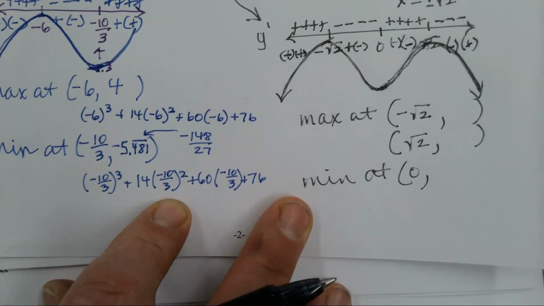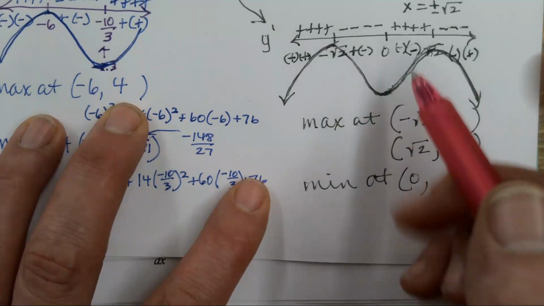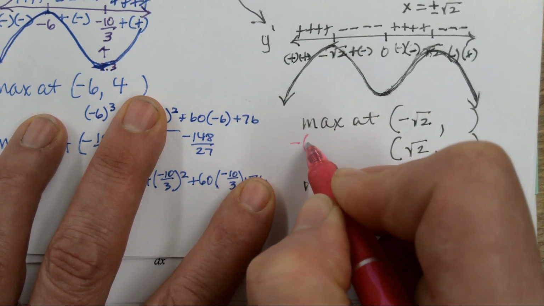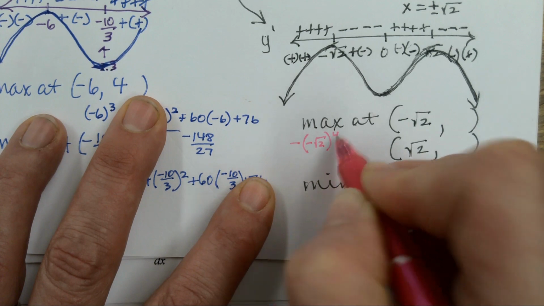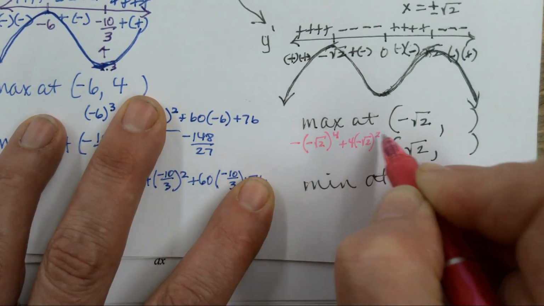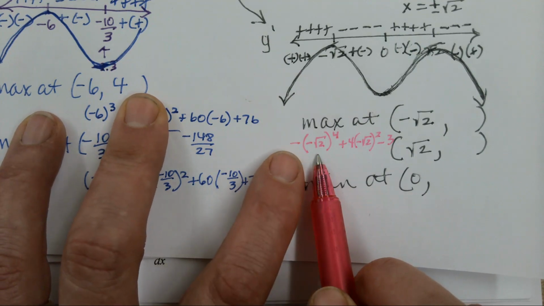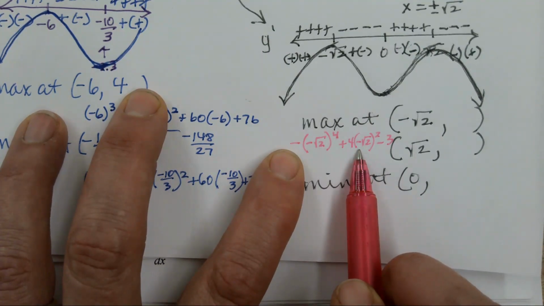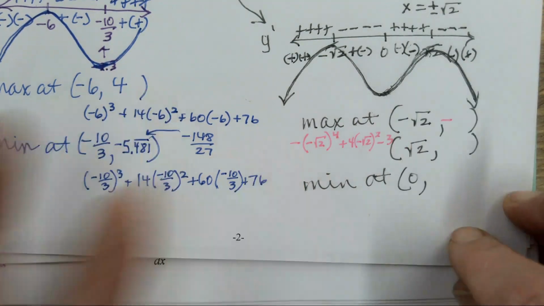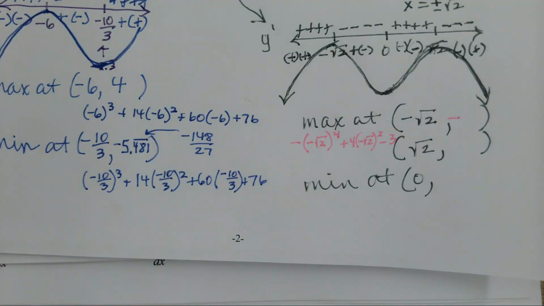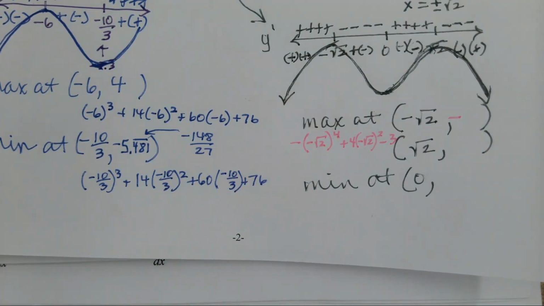So I'll go ahead and plug those values in and see what I get. Again, this one is the opposite of negative square root of 2 raised to the 4th power plus 4 times negative square root of 2 squared minus 3. Nope, it comes out nice. So this will be 4, so negative 4. This will be 2 plus 8. Negative 4 plus 8 is 4. 4 minus 3 is 1. Yep, that works.